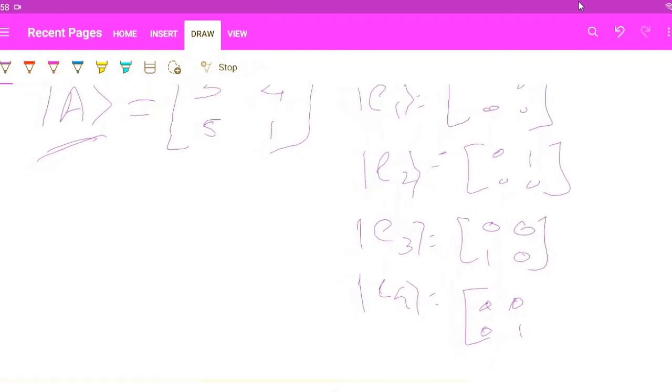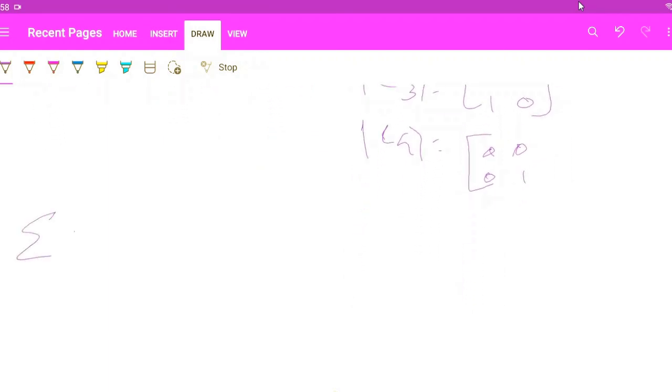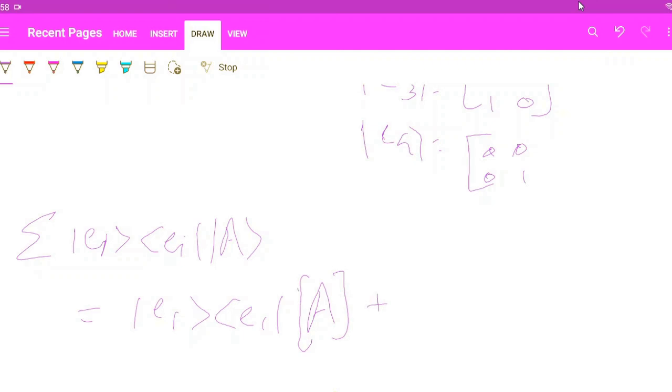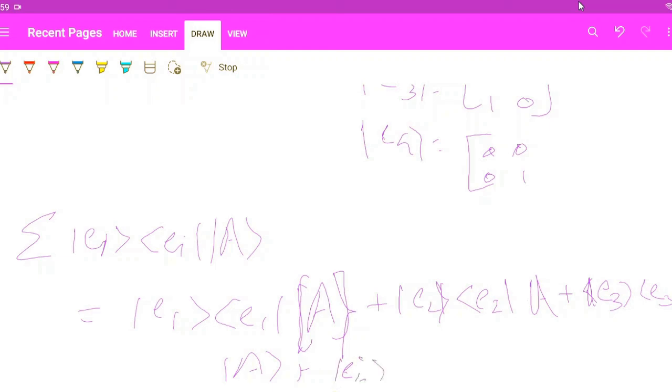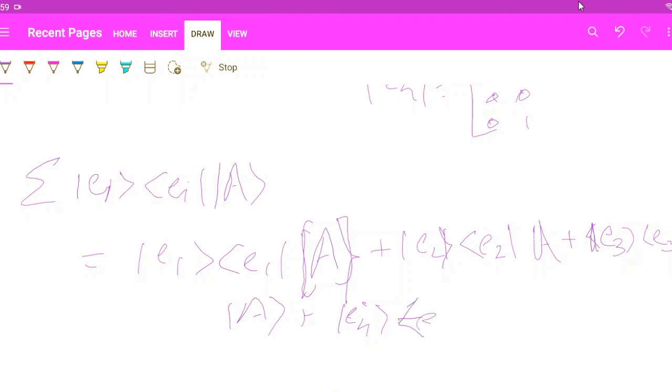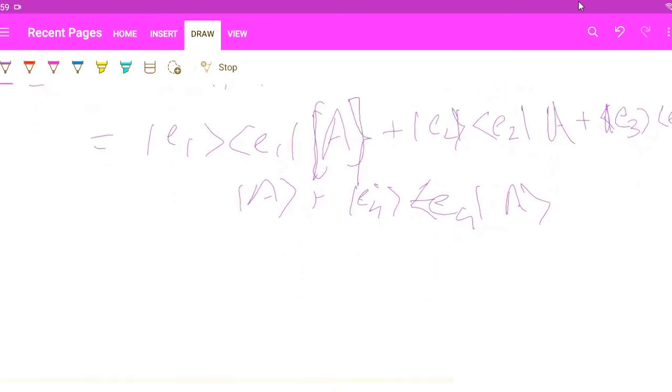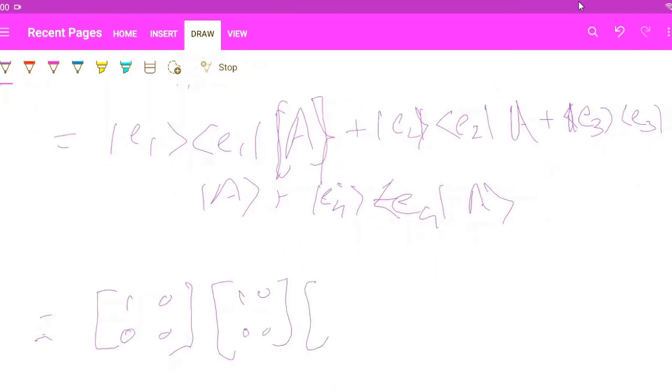So how can I do that? I need to write the sum of |ei><ei|A>. That will give me |e1><e1|A> plus |e2><e2|A> plus |e3><e3|A> plus |e4><e4|A>. So that would be equal to the dot products of each basis vector with 3, 4, 5, 1, and so forth.